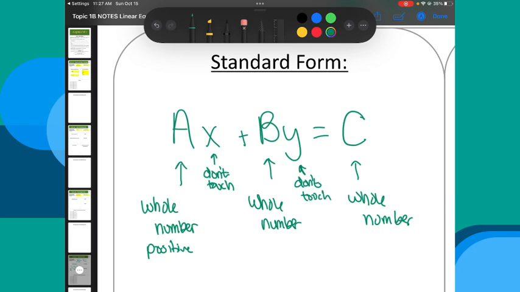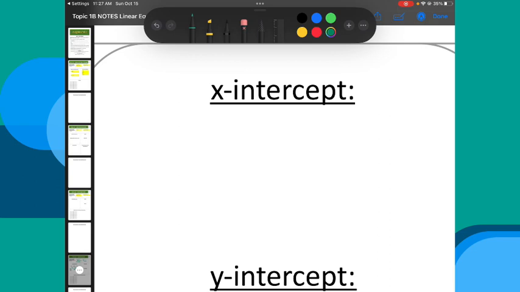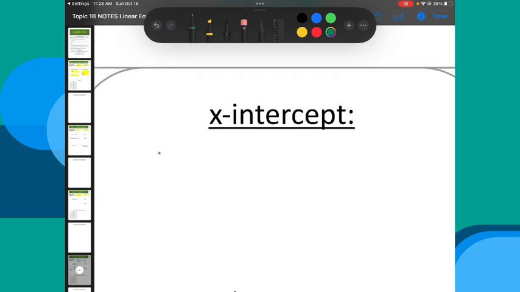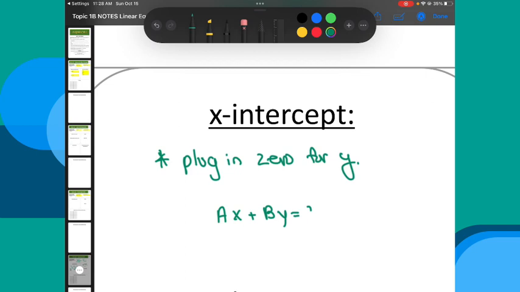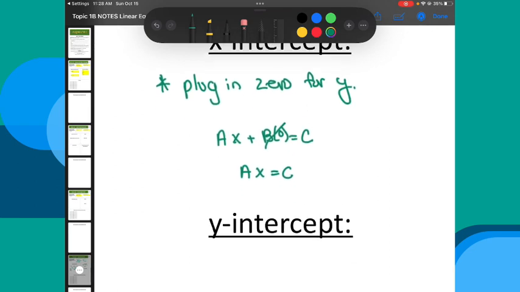Okay, let me show you why standard form is beneficial to us. Standard form is beneficial because we can find our x and y intercepts. In order to find the x intercept, we are going to plug in 0 for y. So if we had ax plus by is equal to c, we are going to get rid of this by and plug in 0. When that happens, that cancels out that term, and then we're left with ax is equal to c, and then we can divide to solve.